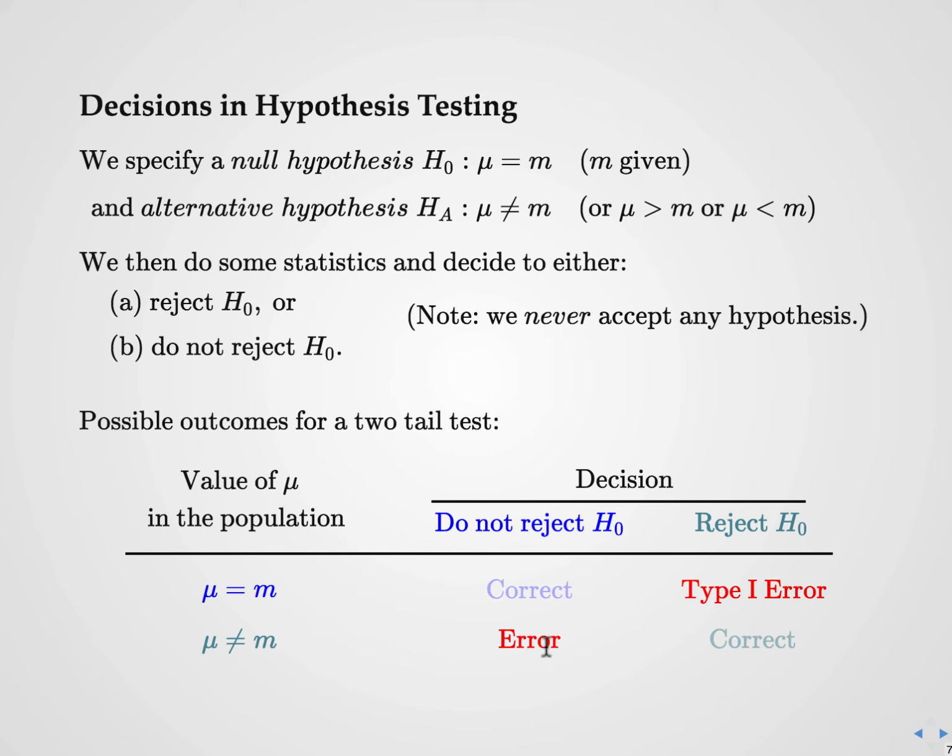Now, as you can probably guess, this error down here, where we do not reject the null when the null is actually false, well, that's a type 2 error. Again, we haven't met that one yet, but we'll talk about that one in the second part of this lecture. So that characterises the full set of possible decisions that could be made and how they relate to the actual value that mu might take in the population.